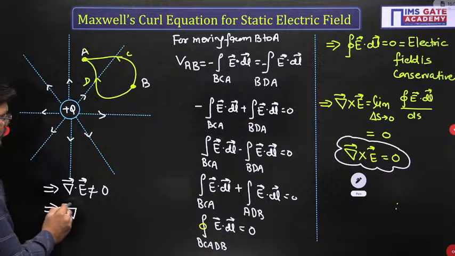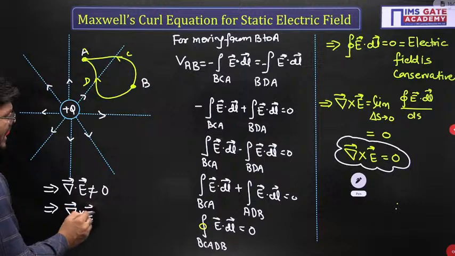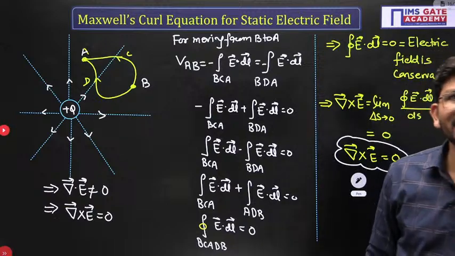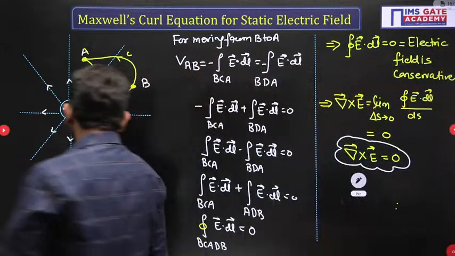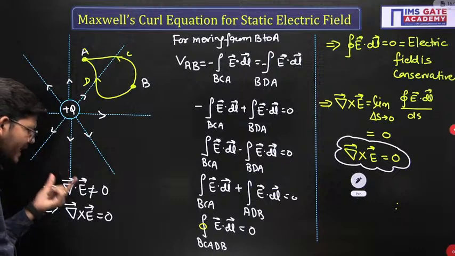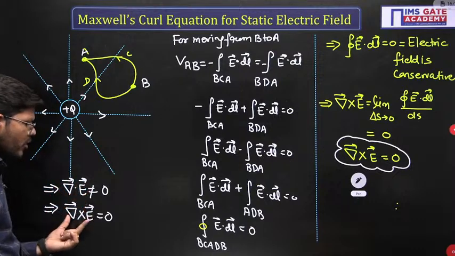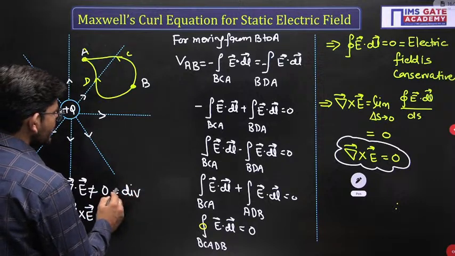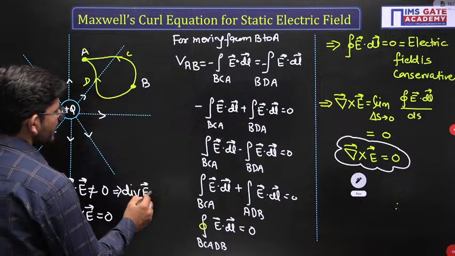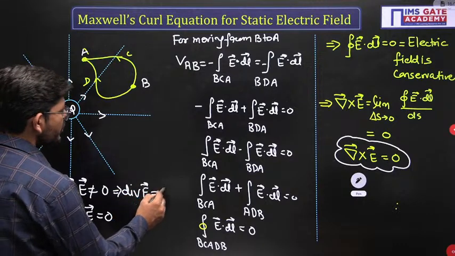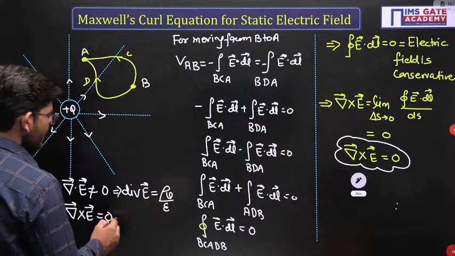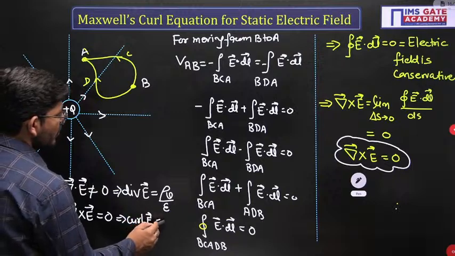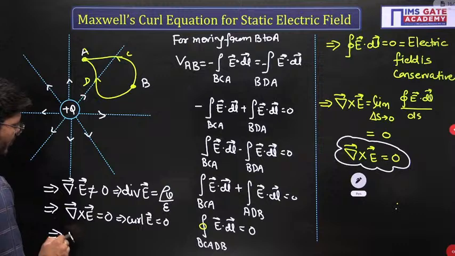Since there is an absence of rotational motion, del cross E has to be 0, and you can see it's coming out to be 0. Del dot E is the divergence of E, and del cross E is the curl of E. The divergence of E is not equal to 0, and it is equal to rho V upon epsilon. The curl of E is always equal to 0, and you have calculated the gradient.